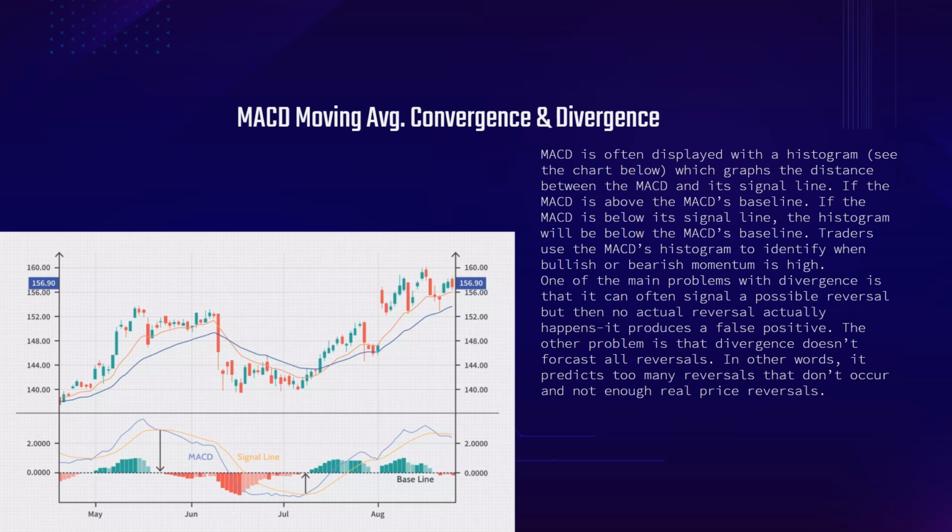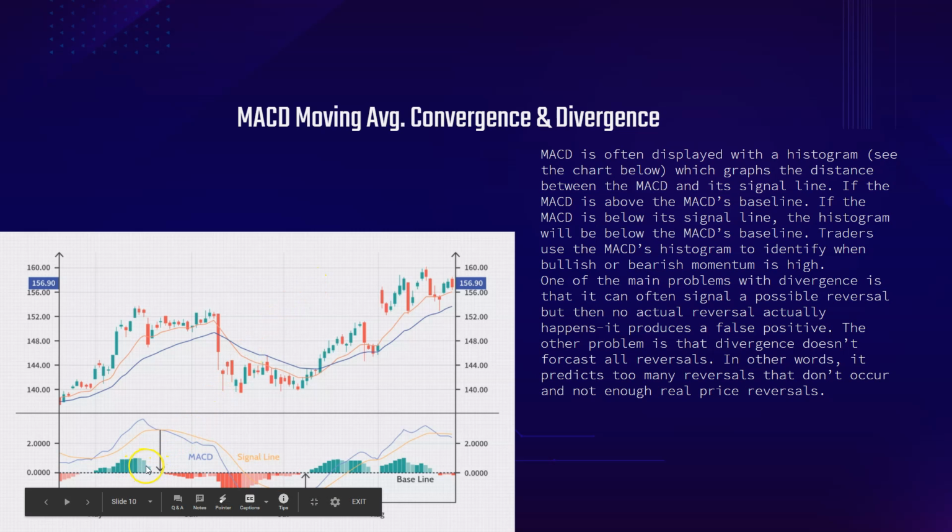One of the main problems with divergence is that it can often signal a possible reversal, but then no actual reversal happens. It produces a false positive. The other problem is that divergence doesn't forecast all reversals. In other words, it predicts too many reversals that don't occur and not enough real price reversals. So that's why you have to have other instruments with it. But let's look right here. This is the histogram part right here that we're talking about.